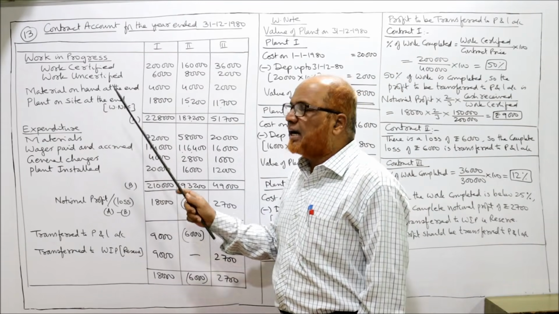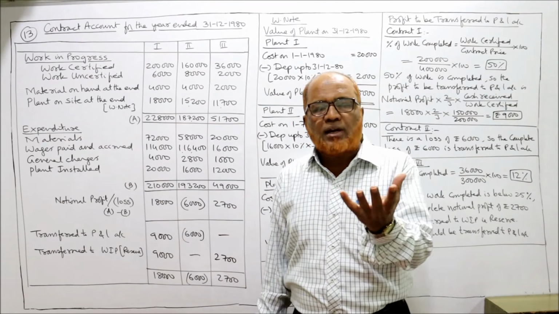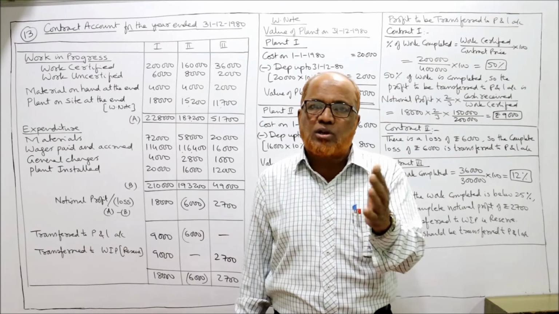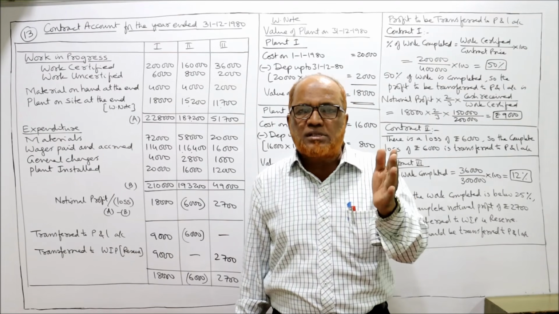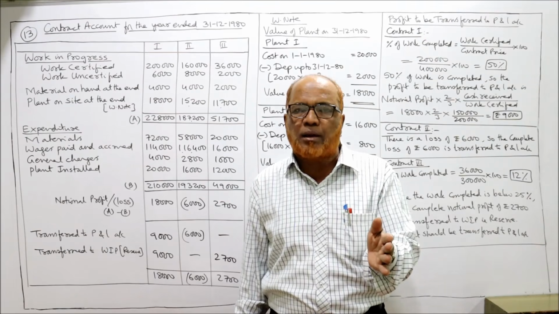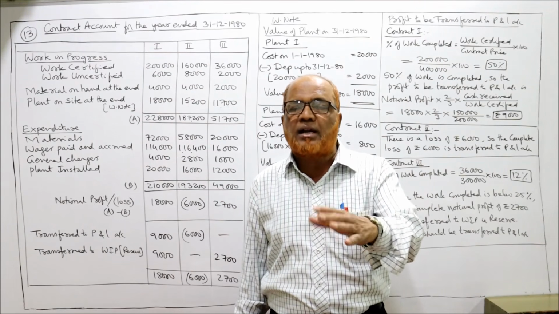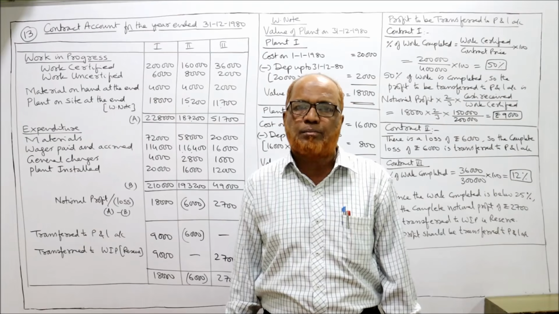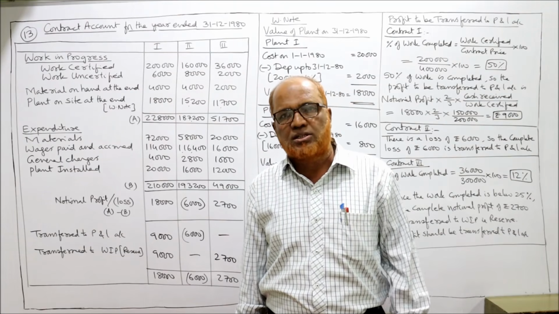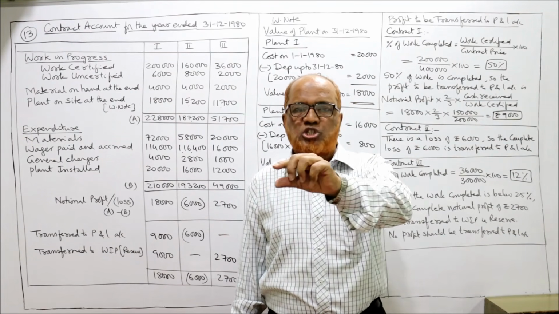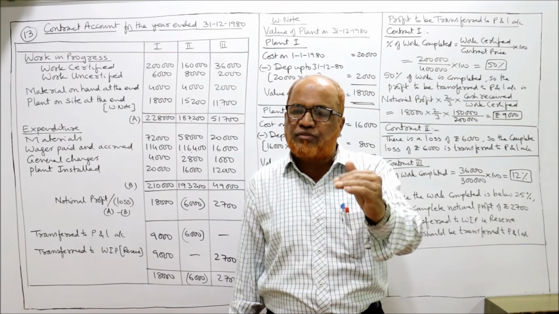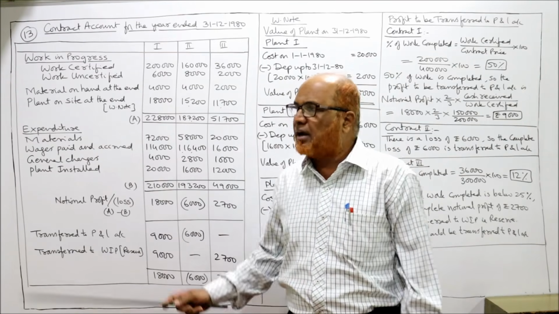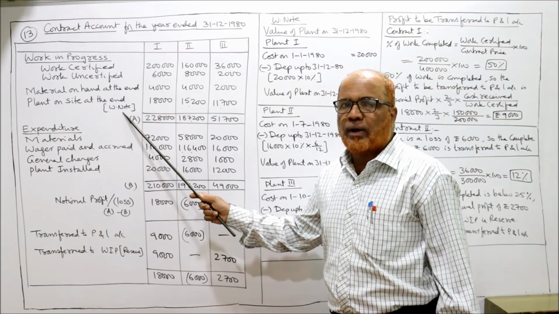Plant on site at the end. When the contract was started, plant was installed and depreciation will be calculated 10% per annum. Now we have to find out what is the value of the plant at the end of the year, that is 31st December. In working note, we calculate what is the cost of the plant and how much depreciation we have provided. After deducting depreciation, what is the value of the plant? This will calculate in working note.